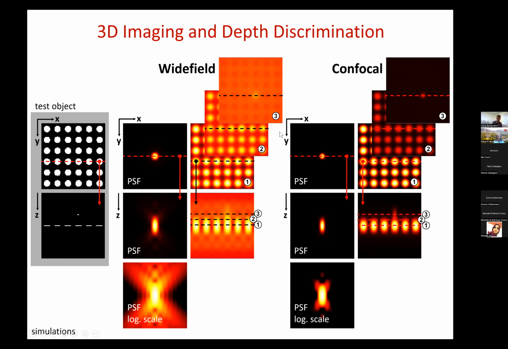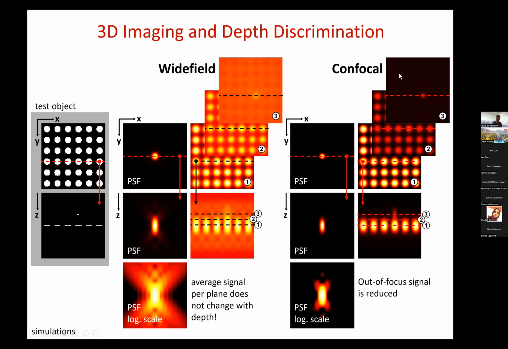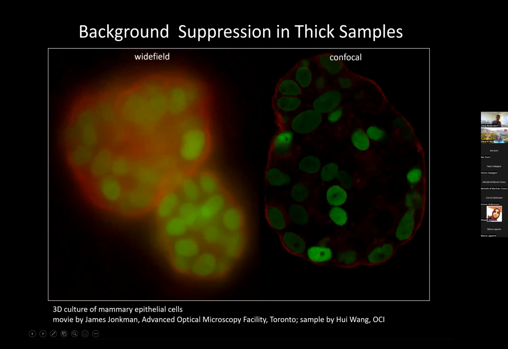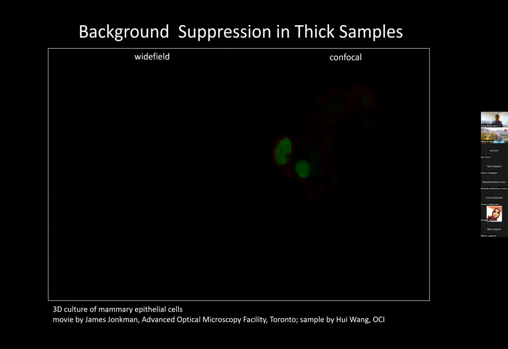So while here the average signal did not change in each plane, so if you integrate the signal that you get in each of these images, it would always be the same. Here it does. The out of focus signal is strongly reduced, and that gives us this superior 3D imaging capability of the confocal microscope.